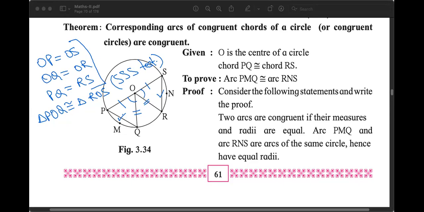Now we have a situation where the arcs PMQ and RNS have the same measure because their central angles are same. Also, their radii are same. PO, OQ, OR, OS. That means they are congruent. Proved. इस तरीके से लिखना पड़ता है.